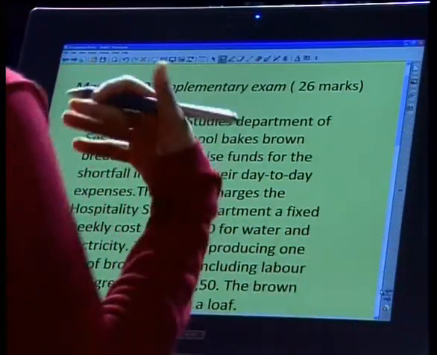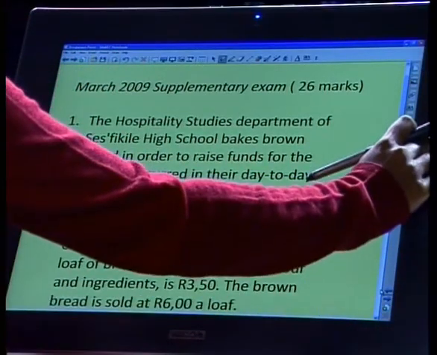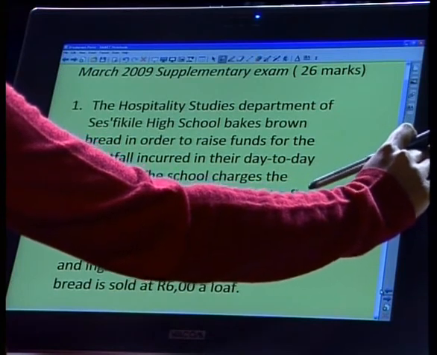Okay guys, so now you've had some time to look at the exercise, let's go through it. All I'm going to do is just highlight some of the key points that are given to you in this exercise.